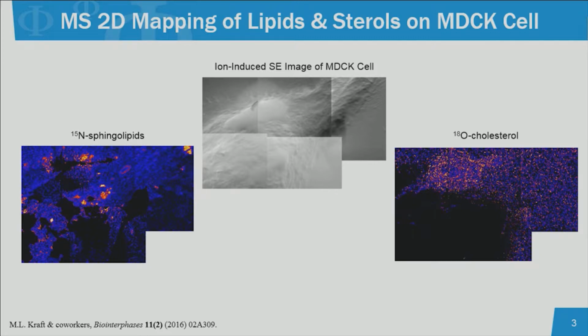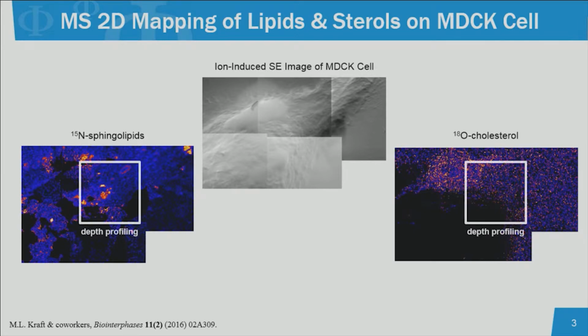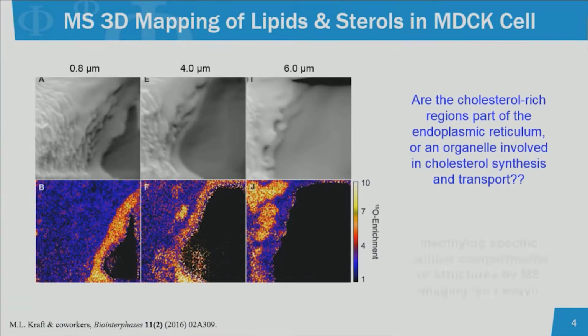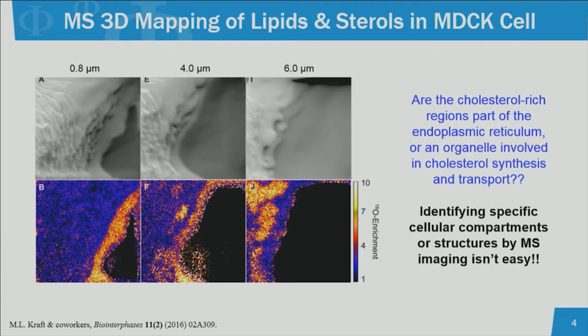But she took this analysis a step further, and looked in depth, going beyond the plasma membrane. The area of depth profile analysis, or 3D information, is shown within the white boxes here. On the next slide, we're looking at 3 different depths into this MDCK cell. On the top row, we have the secondary electron image. In the bottom row, we're looking at just the oxygen-18 enrichment from the cholesterol.